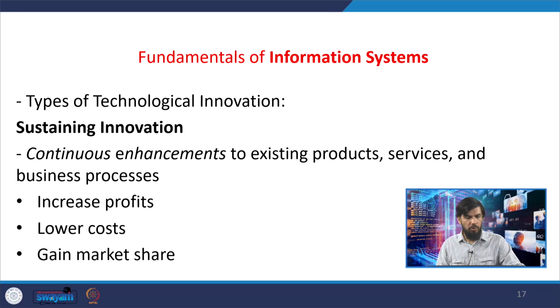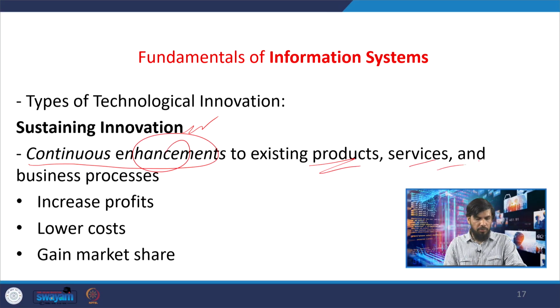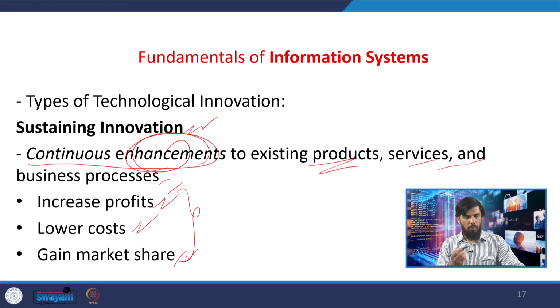Right. Now there are two types of technological innovation that we can talk about. One is sustaining innovation, right. What sustaining innovation is about: continuous enhancements to existing products, services and business processes. This is more of a continuous thing, continuous enhancement. So whatever you have, continue to keep on enhancing, keep on improving, right, because you need to increase your profits, lower your cost, gain market share. For any of these or all of these, you would like to do continuous enhancements. So this kind of innovation is referred to as sustaining innovation. So whatever you are doing, sustain that through innovation, right.